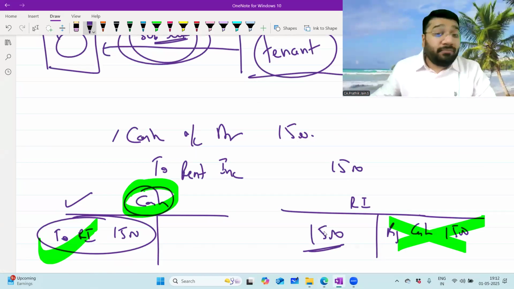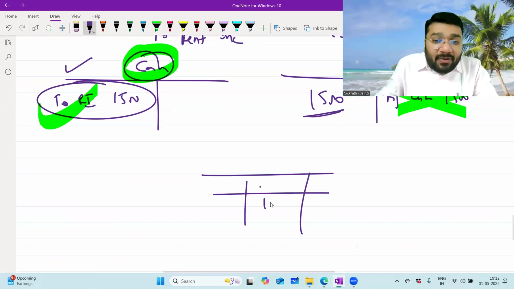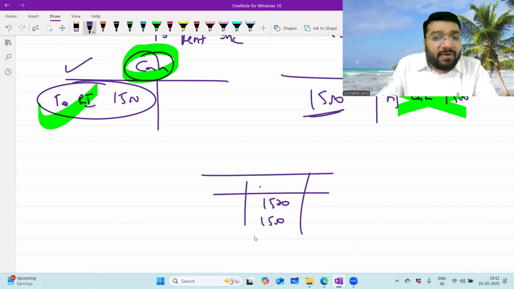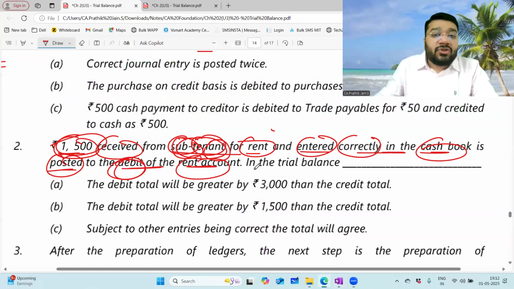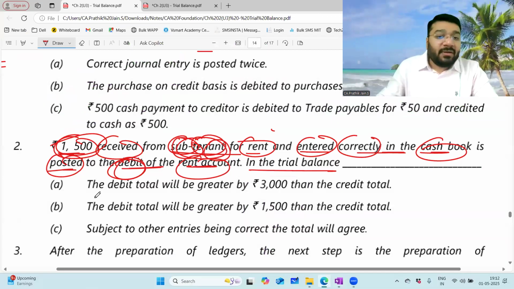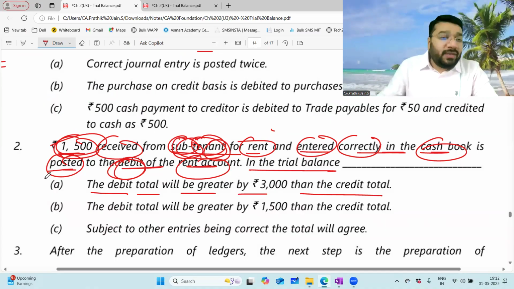The trial balance will not tally because when I prepare the trial balance, in the debit I will have 1,500 and one more 1,500. Total will be 3,000 and credit will be 0. So in the trial balance, what will happen? The debit total will be greater by 3,000 than the credit total. 3A is the right option.